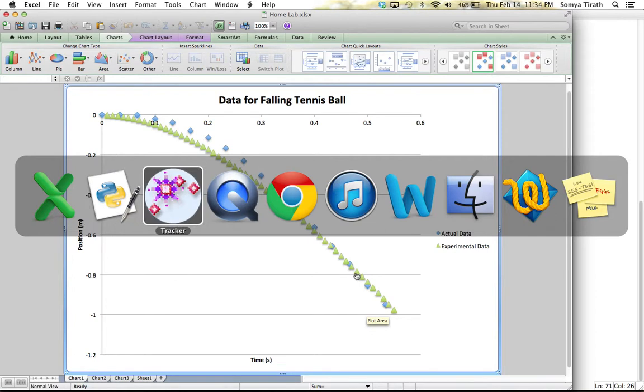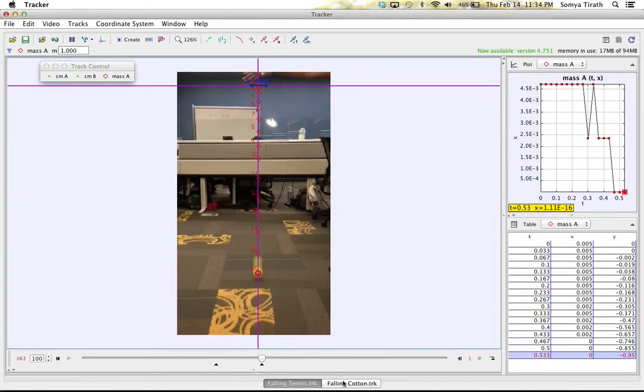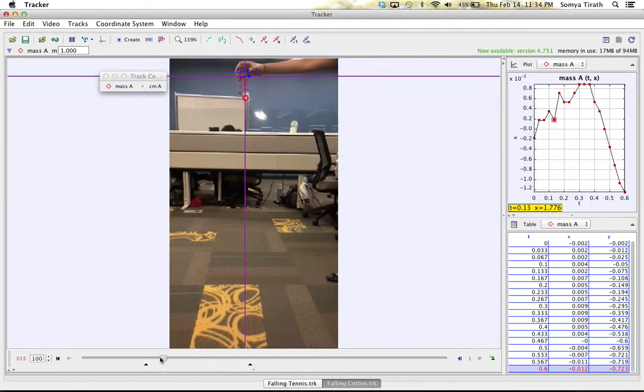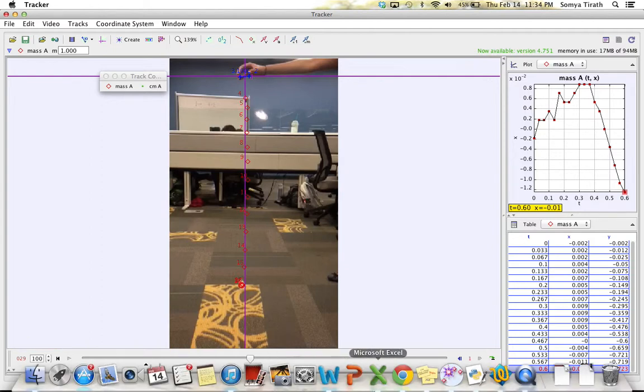The next object analyzed was a cotton ball. For the falling cotton ball, the motion was also analyzed after it was dropped from the hand to the instant when it hit the floor. And in this, the axis is also oriented in the same direction, in the negative y direction.